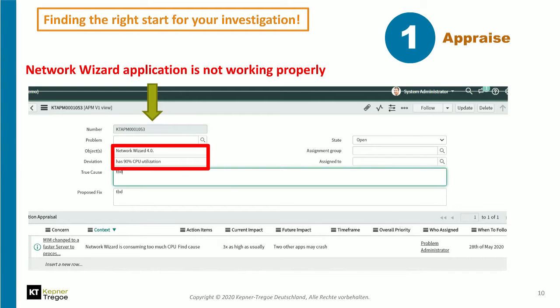The problem management team in this case just got triggered to investigate the following major incident. The incident title they received is "Network Wizard application is not working properly." They now know this statement is not sufficient and have learned to be far more specific. They always aim at having a clear object and function plus one observed measurable deviation. Thus, "Network Wizard application is not working properly" turns into "Network Wizard 4.0 has 90% CPU utilization," which is, without saying, way more specific.